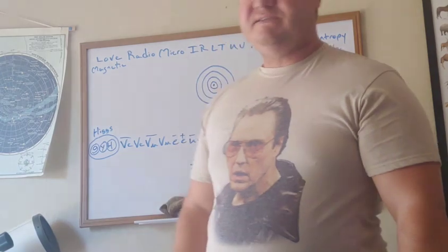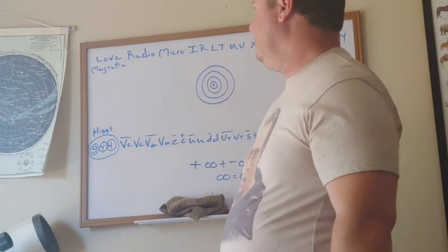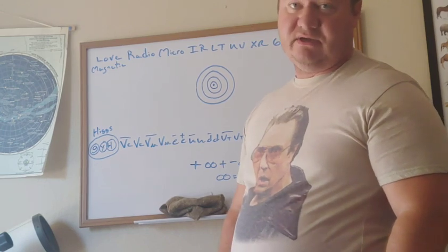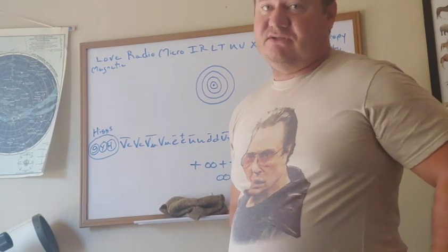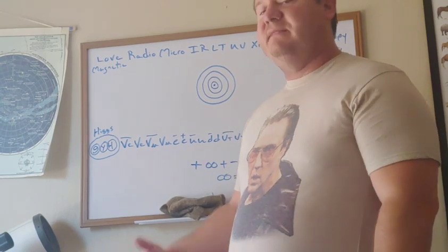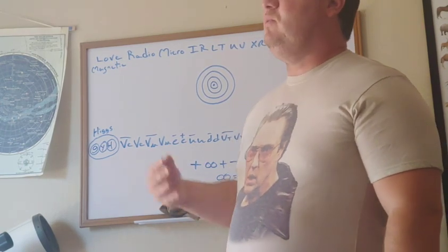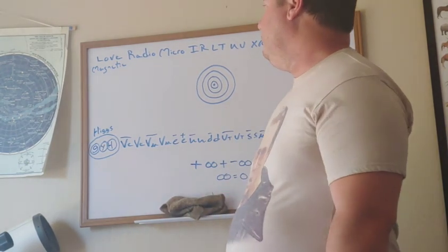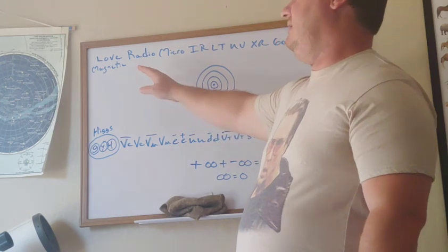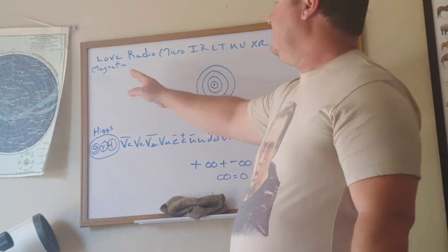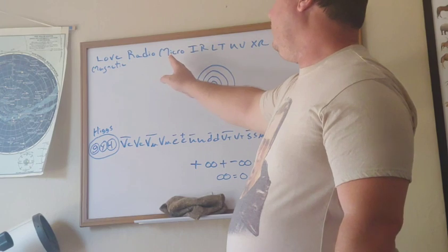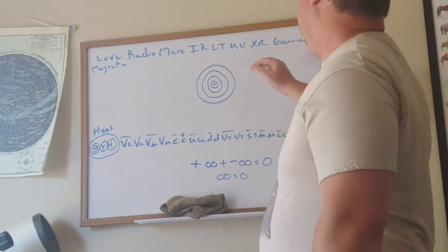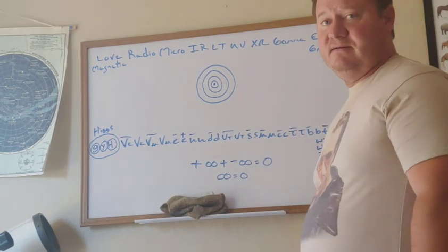So, let's start with the electromagnetic spectrum, they call it. I call it the information spectrum because that's what it is. It's basically where all information manifests from. But the current electromagnetic spectrum they know of consists of radio waves, microwaves, infrared waves, light waves, ultraviolet waves, X-ray waves, and gamma waves.